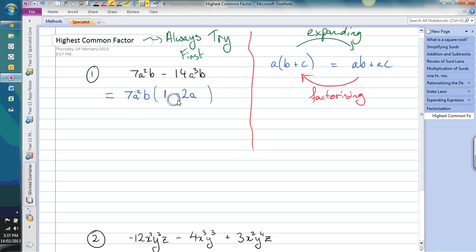So that's going to be the factored form of this expression. And we can check that we're doing it right. So I'll just put a tick here because that's the correct answer. We can check that we're right if we wanted by doing the expansion again. 7a squared b times 1 would be 7a squared b. 7a squared b times negative 2a would be negative 14a cubed b. And hey, look, that's what we started with. So we know that we've done it right.